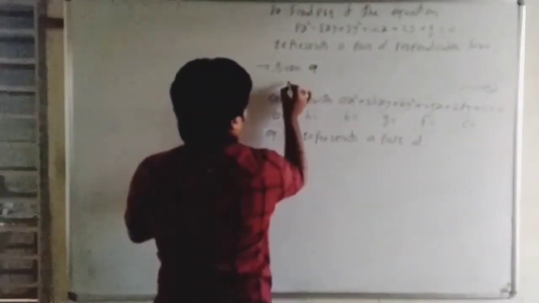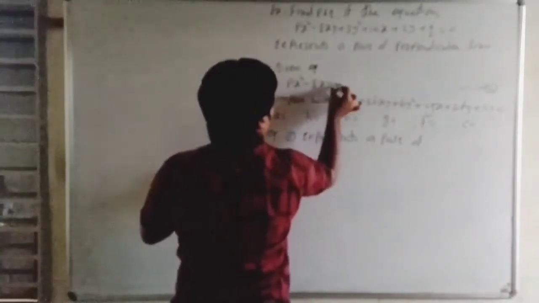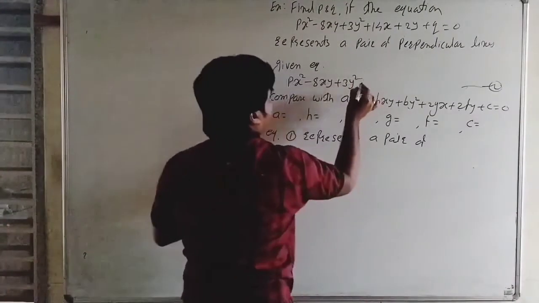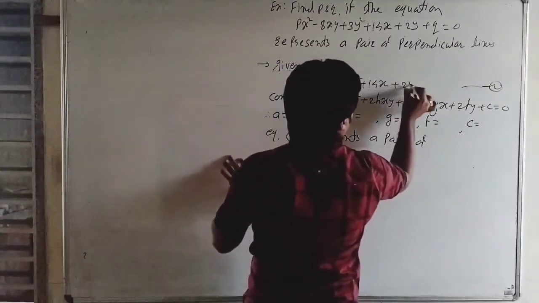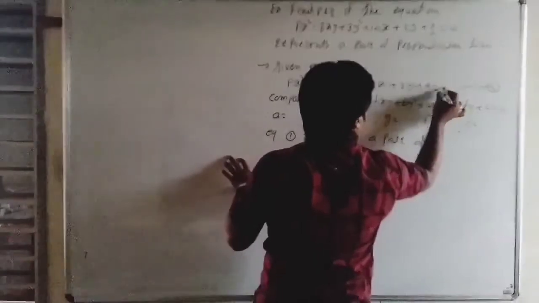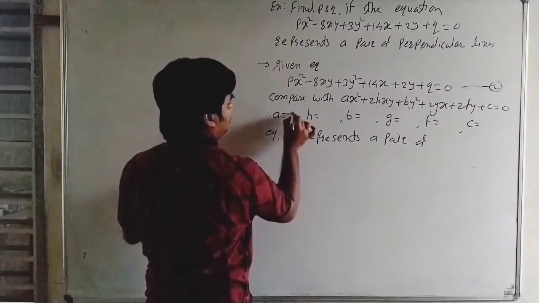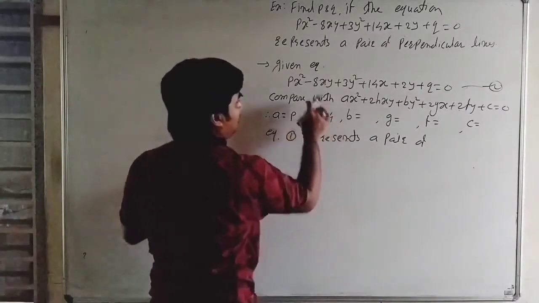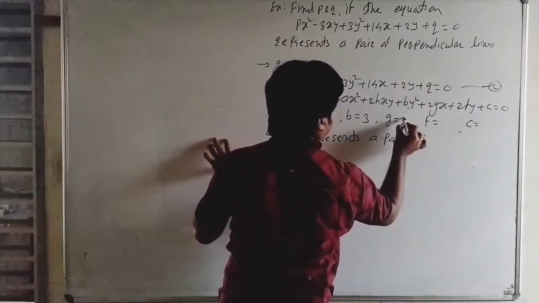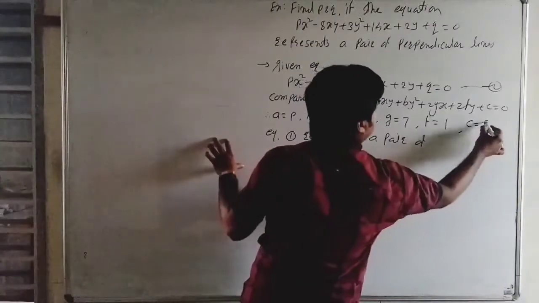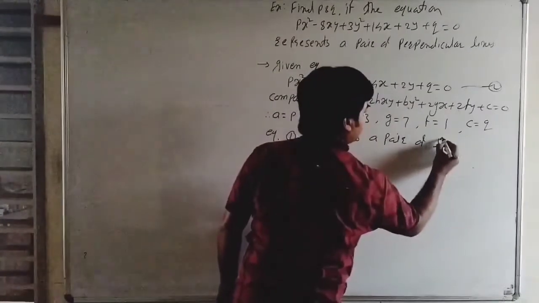Given equation px square minus 8xy plus 3y square plus 14x plus 2y plus q is equal to 0. Therefore, a is equal to p, h is equal to minus 4, b is equal to 3, g is equal to 7, f is equal to 1, and c is equal to q. Then equation 1 represents a pair of perpendicular lines.